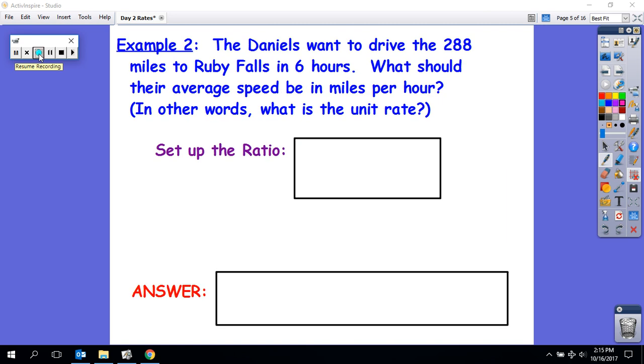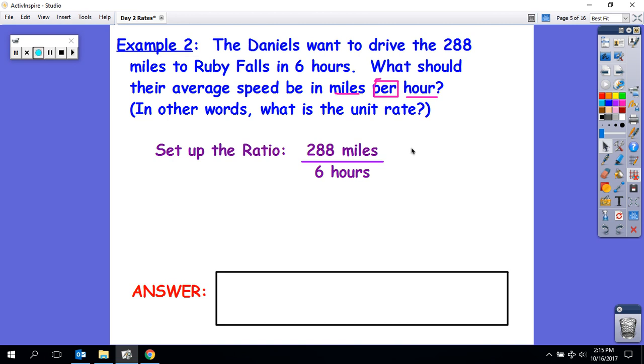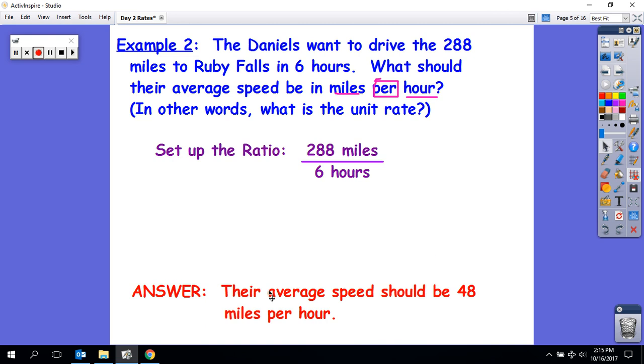Daniel's family wants to drive the 288 miles to Ruby Falls in 6 hours. What should their average speed be in miles per hour? So we want miles on top and hours on bottom. So in other words, we want to know what is their unit rate. We set up the ratio as 288 miles over 6 hours, and then you simply divide. And the answer is 48 miles per hour, and you can abbreviate that as 48 mph.